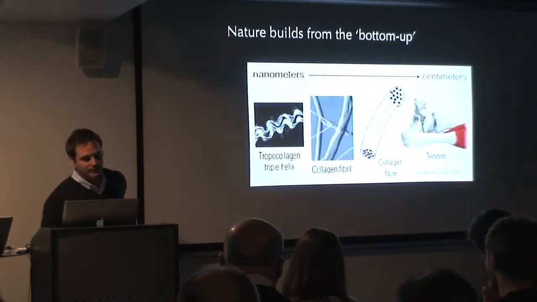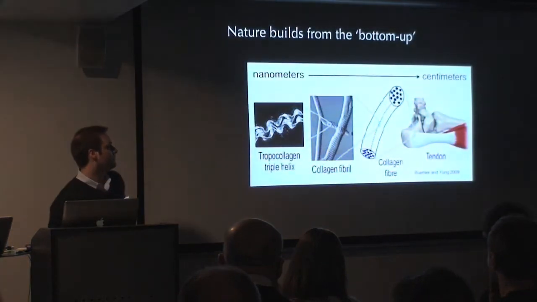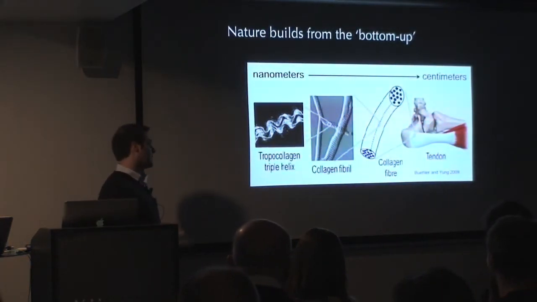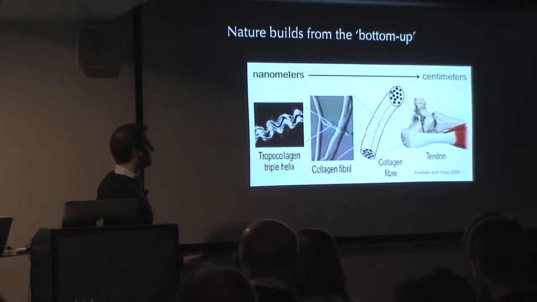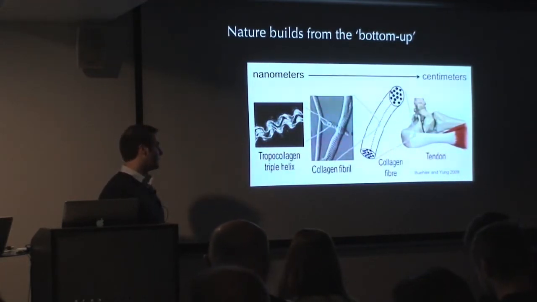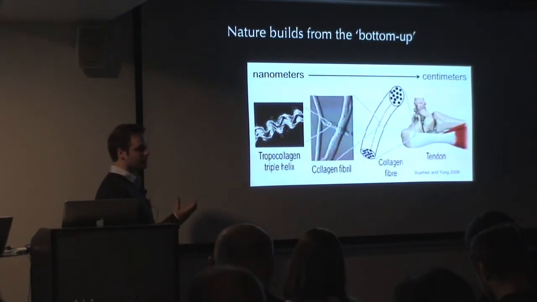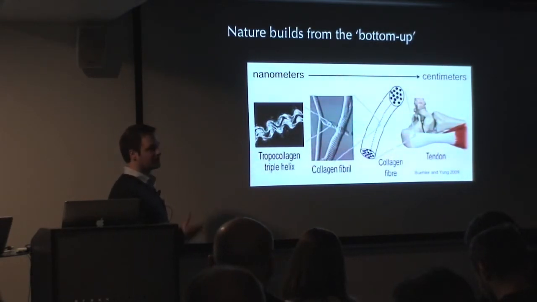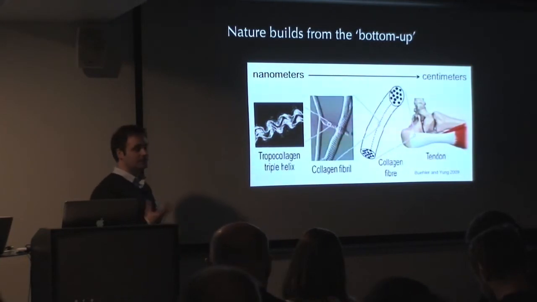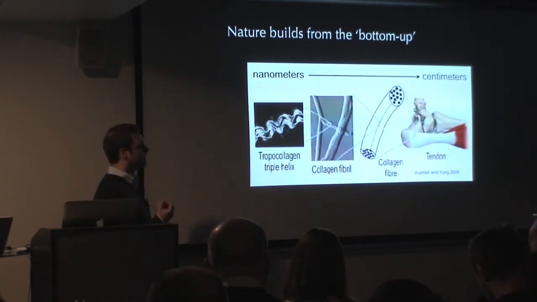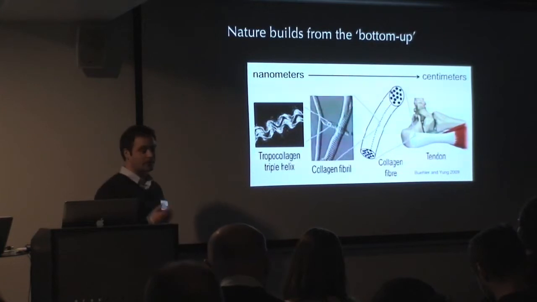But as Don alluded to earlier, nature doesn't build this way, and in fact it builds from the bottom up. So we have a structure of, say, the tendon, which is prescribed at the amino acid level. So of amino acids self-assembling, coming together in different fibers, and those fibers into bundles, and that forms the tendon. So nature builds in this way. It builds its complex, interesting materials from the bottom up.